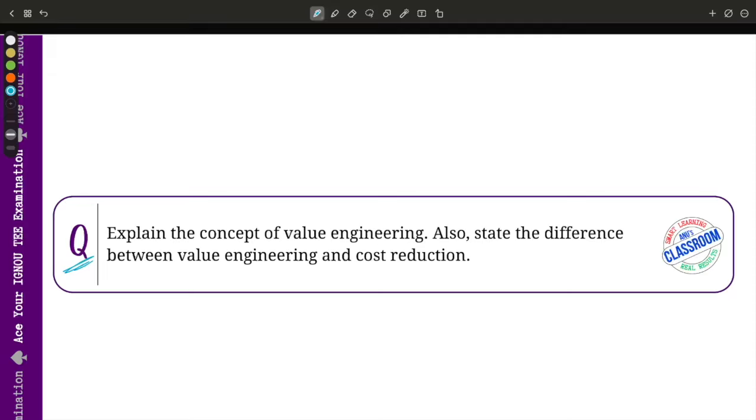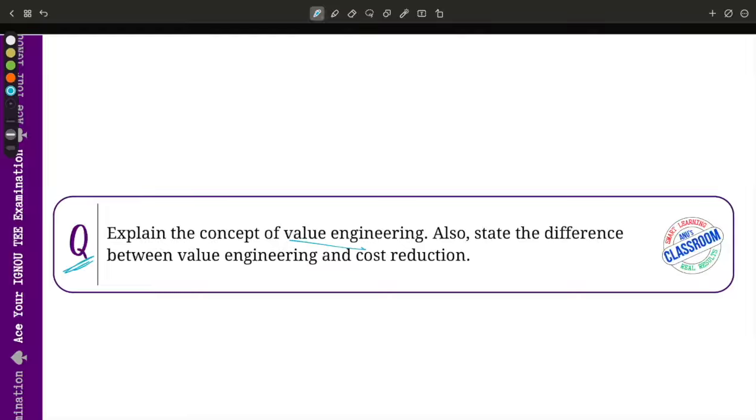Value engineering, or VE in short, is a method that is used to analyze the functions of a product or service and provide them at the lowest total cost without sacrificing quality, reliability, maintainability, or aesthetics. Now, unlike a simple cost cutting method, value engineering focuses on enhancing the overall value through innovative and efficient solutions.